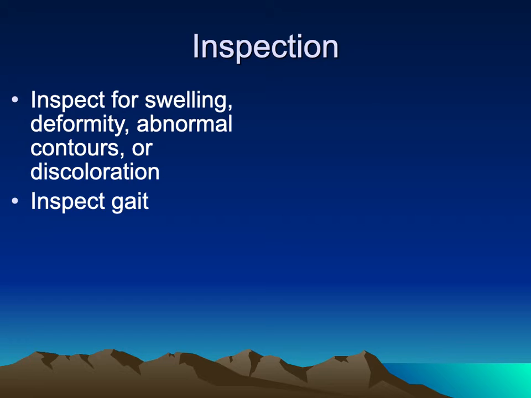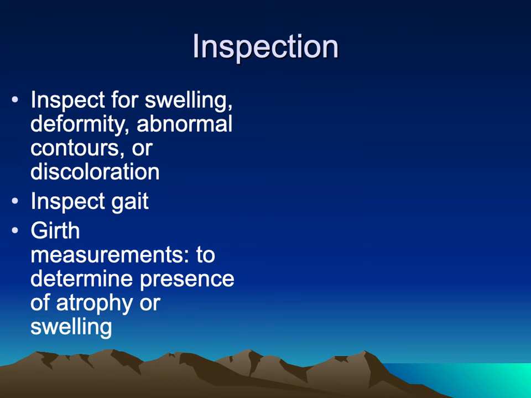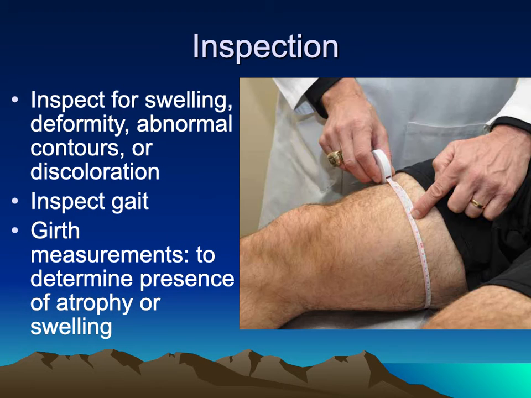We inspect their gait. Well, that means we watch them walk to see if they're favoring their leg, their knee not extending out normally, not flexing normally. Might have them do a squat, those type of things, just to see if we can find any clues to what's wrong with them. We can do girth measurements to determine if there is any atrophy, which means the loss of muscle mass, or swelling.